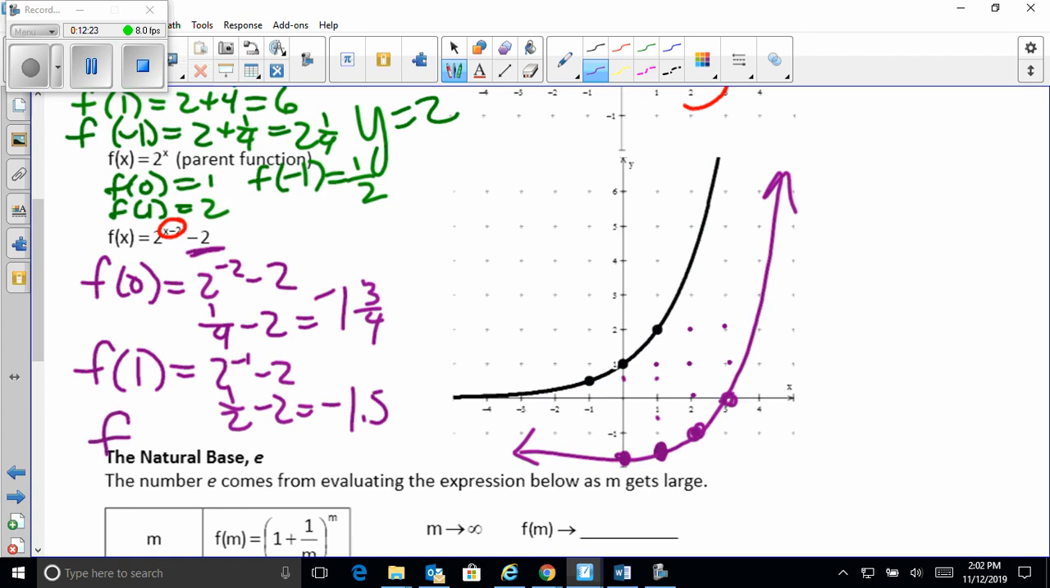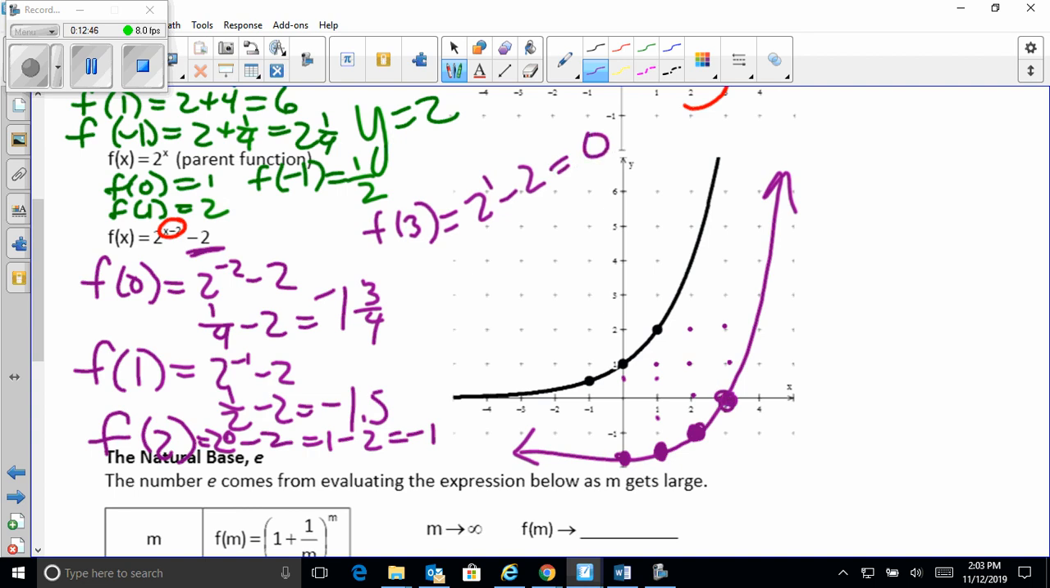F of 2 would be 2 to the 0 minus 2, 1 minus 2, which is a negative 1. That's right. And I could check f of 3 if I wanted to. F of 3 is equal to 2 to the first minus 2. That's 2 minus 2, which is 0. Works out. Now, of course, the difference here is where is our asymptote. Horizontal asymptote is a shift. It is negative 2. Y equals negative 2.